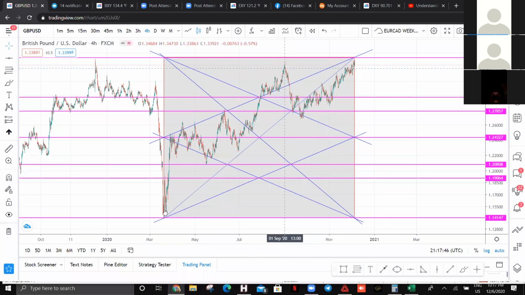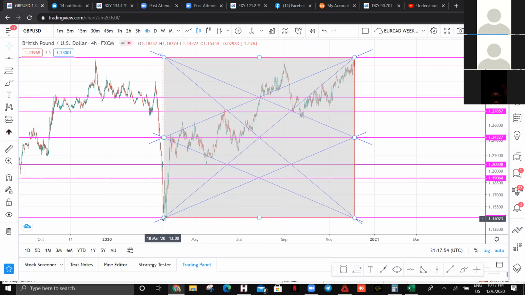Now let's use this as an example. It started from here. You saw price here. You will buy this pair from here to this place. Your TP should be on this place.